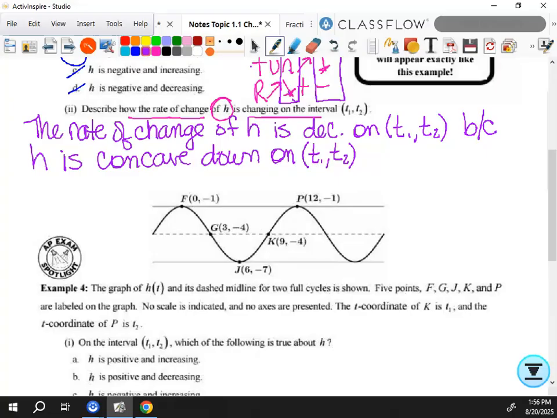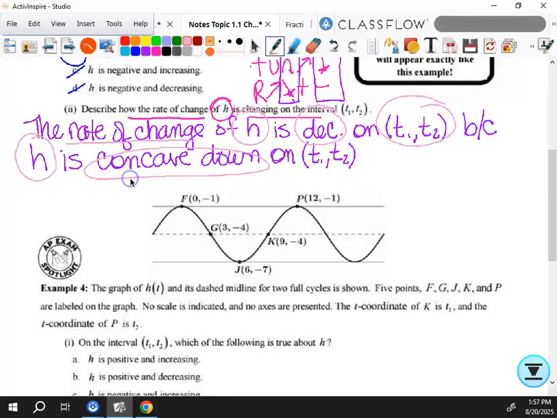What questions do you have at this point? So there's basically 3 or 4 little things that have to be in each part. There's a first part and a second part, the answer and the justification. I have to say, so what are we talking about? Rate of change, I'm answering the question, of who, H, is what, decreasing where? T1 to T2. Because who, H, is what, concave down, where? T1 to T2.